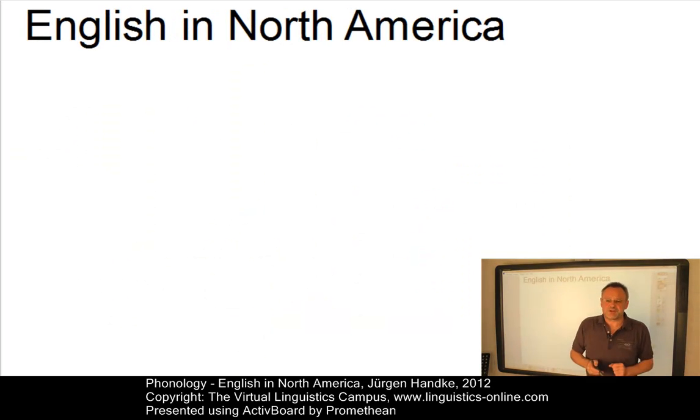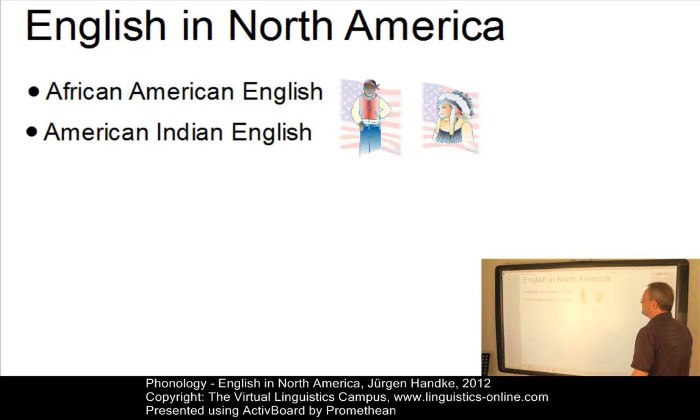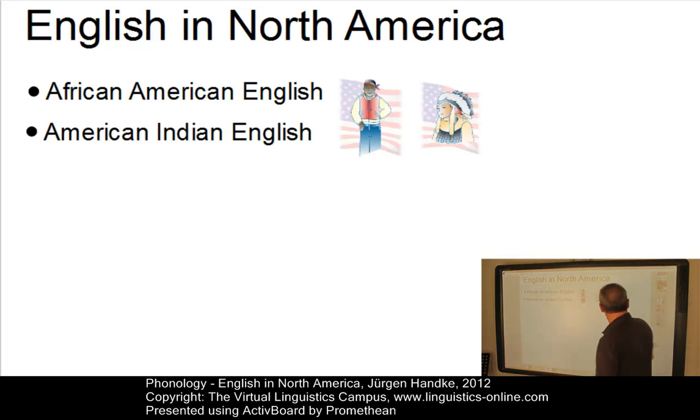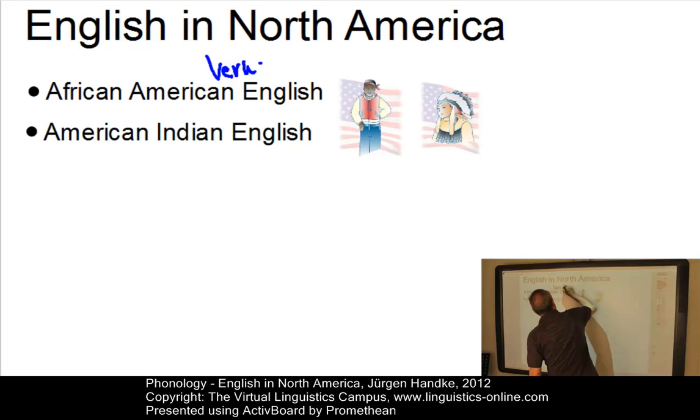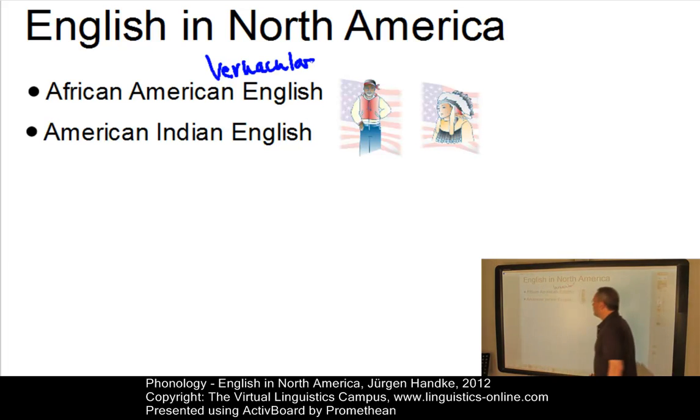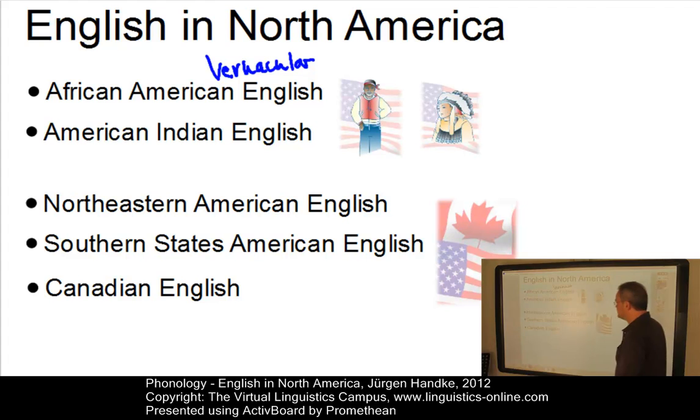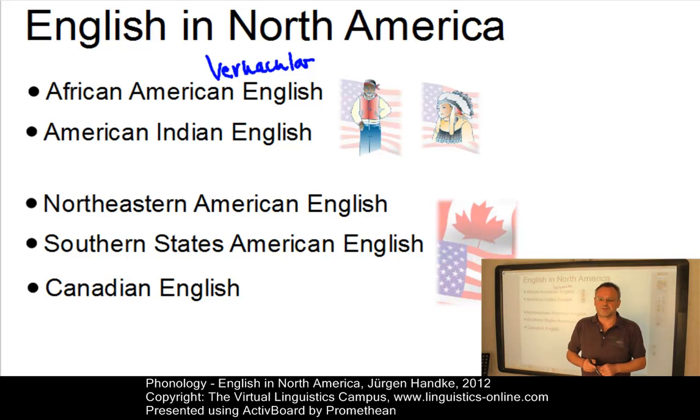They can be grouped in various ways. For example, we can group them according to ethnic parameters, in which case we could define something like African American English. Some people would add the term vernacular here, or American Indian English, the English spoken by the indigenous inhabitants of North America. Another possibility is a grouping in terms of regional varieties, in which case we would define the English spoken in the Northeast, the English spoken in the South of the United States, and we would include Canadian English in the northern part of the North American continent.